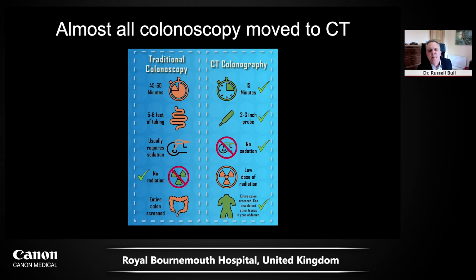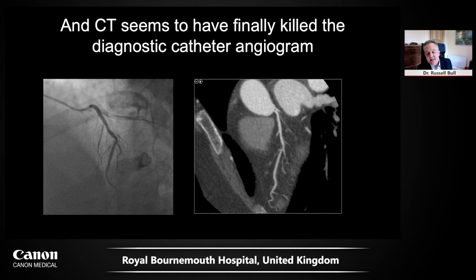Almost all colonoscopy moved to CT. Basically because people didn't want the invasive investigation anymore, and CT colonography was a better alternative. And in the same vein, catheter angiography, which again requires close patient contact, there was already a better test, which was cardiac CT. And now this just gave it the impetus for CT to actually replace it completely for diagnostic angiography, which has largely happened now across the UK.